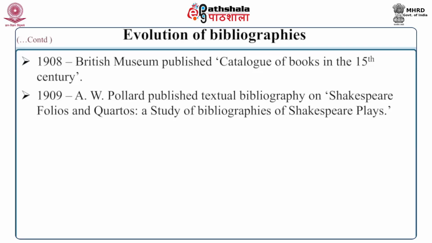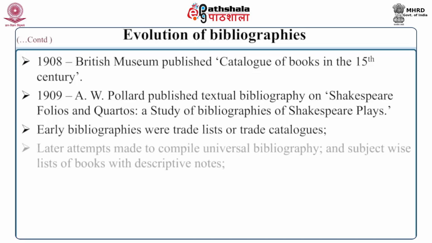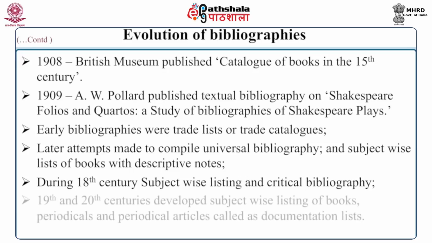Therefore, the historical development of bibliographies can be summarized as early bibliographies, that are the trade catalogues or trade bibliographies, then later attempts to compile universal bibliography and subject-wise lists of books. During the 18th century, subject-wise listings were otherwise called critical bibliography, and during the 19th and 20th centuries developed subject-wise listing of books, which we are actually following even today.